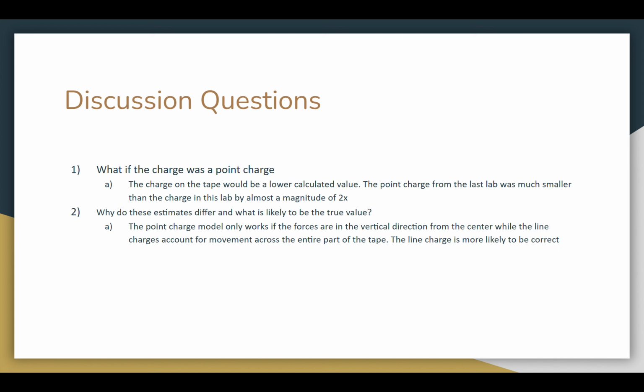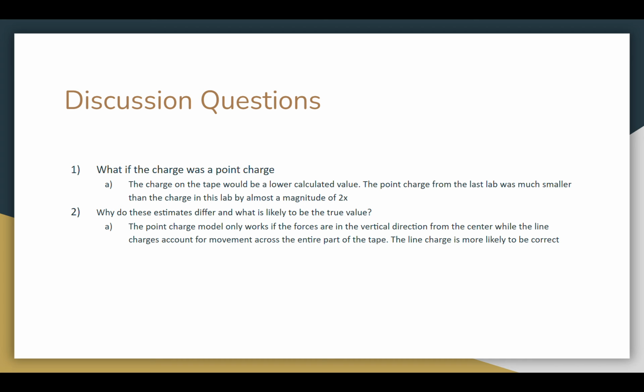Having a look at the discussion questions. Number one, what if the charge was a point charge? Then what will actually happen is that the charge on the tape would be smaller. This is because the point charge from the last lab gave us a much smaller calculated value than in this lab, by almost a factor of 2, somewhere around 3 times 10 to the negative eighth versus 1.6 times 10 to the negative eighth.